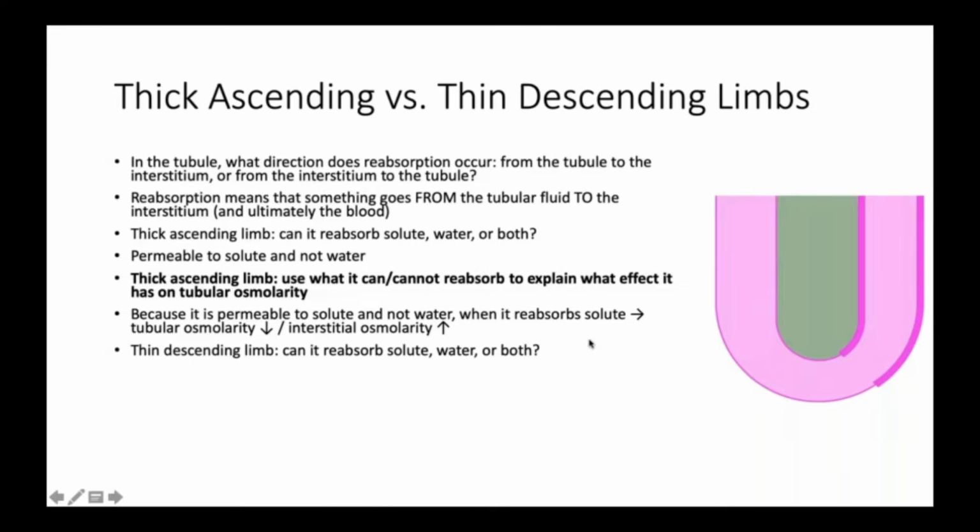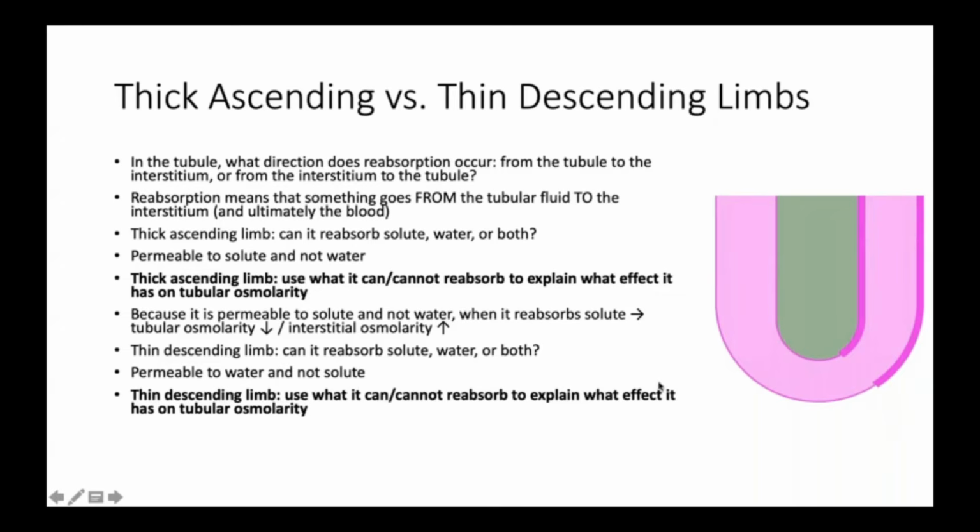So the thin descending limb reabsorbs solute, water, or both? It can only reabsorb water. Great, exactly. So only water, not solute. So use what the thin descending limb can and cannot reabsorb to explain what effect it would have on tubular osmolarity. If it can only reabsorb solute and not water, it would make it... Nope. Remember, it can only absorb water and not solute. Oh, sorry. It can only reabsorb water and not solute, so it would become hypotonic. Oh, wait, no, hypertonic. It only absorbs water. So if you're absorbing water, the tubular osmolarity is going to go up. You take away free water, and you increase the amount of salt in the tubular fluid.